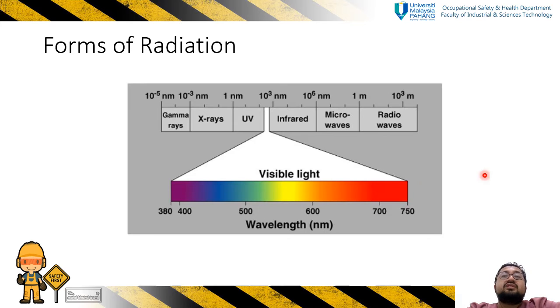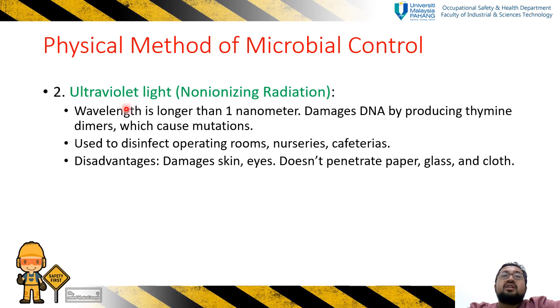Okay, ultraviolet light, which is a non-ionizing radiation, wavelength is longer than 1 nanometer, damages DNA by producing tiny dimers which cause mutation. Used to disinfect operating rooms, nurseries, and cafeteria. Disadvantages: it damages skin, eyes, doesn't penetrate paper, glass, and clothes. Okay, this uses UV light.